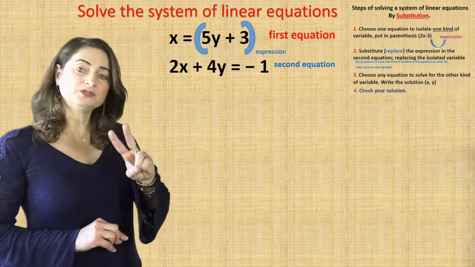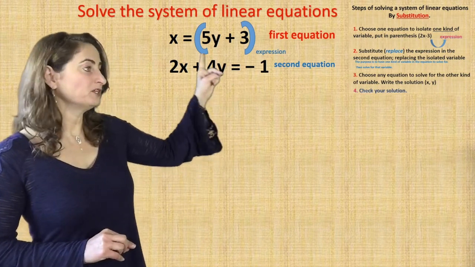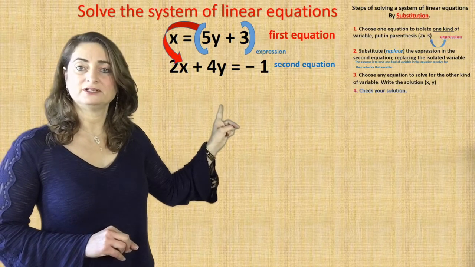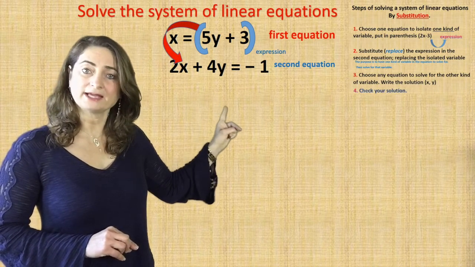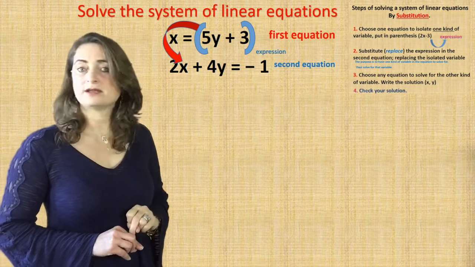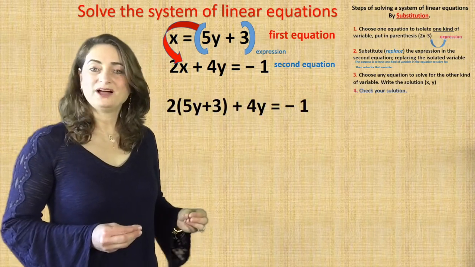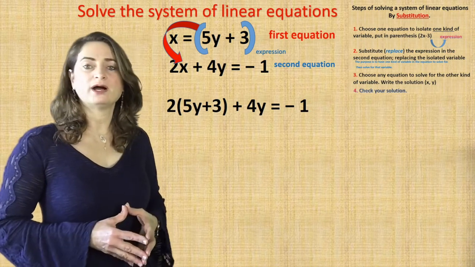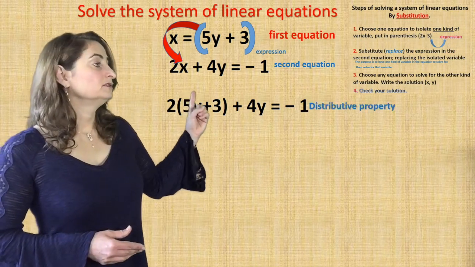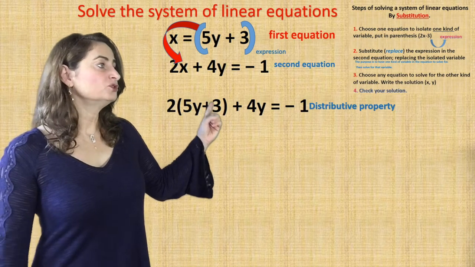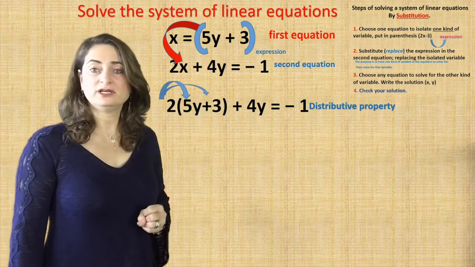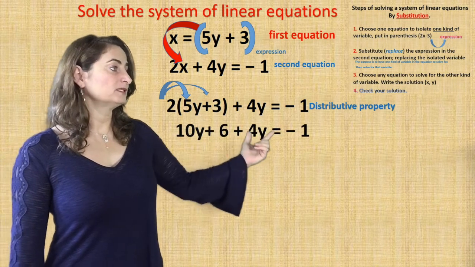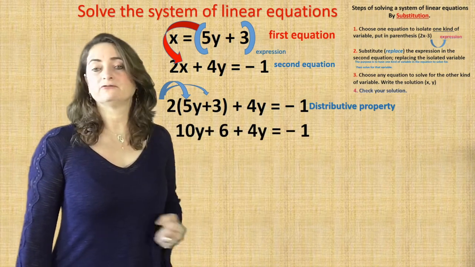Step number 2 is to substitute that expression in the second equation, replacing the isolated variable. So you are replacing x with that expression, not the y. Now watch how you have one kind of variable in the equation right now, which is y. Let's solve for y by distributive property first, 2 times 5y and 2 times 3, and then bring everything else down. So 10y plus 6 plus 4y equal -1.